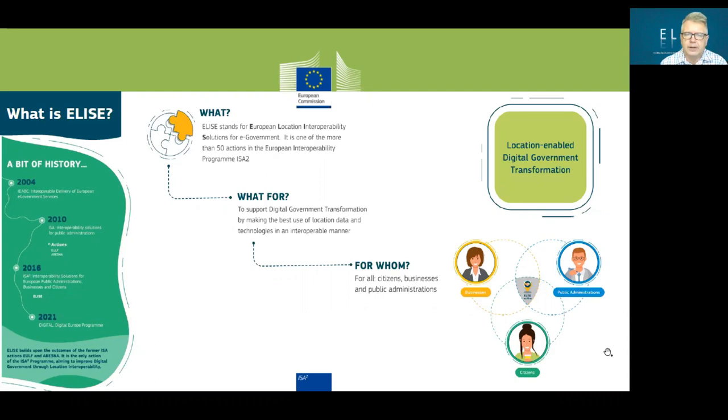dealing with the location perspective in the European Interoperability Program ISA Squared. So what was it for? It was support to digital government transformation, or better to say location-enabled digital government transformation and the best use of location data and technologies in an interoperable manner. It was intended for citizens, businesses, and public administrations.